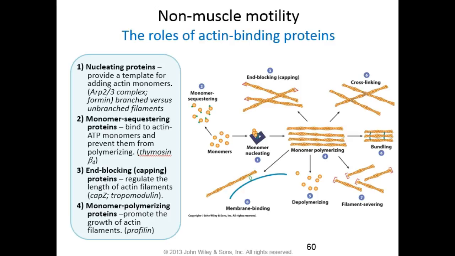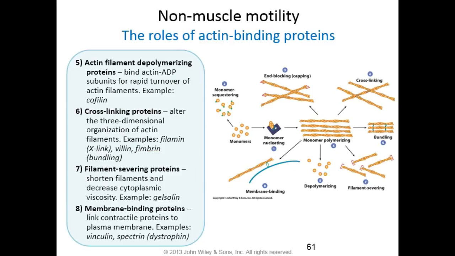Proteins of this group regulate actin filament length by binding to one or the other end of the filaments, forming a cap that blocks both loss and gain of subunits. Number 4, monomer polymerizing proteins that promote the growth of actin filaments, such as profilin. Profilin promotes actin filament growth by attaching to an actin monomer and catalyzing the dissolution of its bound ADP, which is rapidly replaced with ATP. The profilin-ATP-actin monomer can then assemble onto the barbed end of a growing actin filament, which leads to the release of profilin.